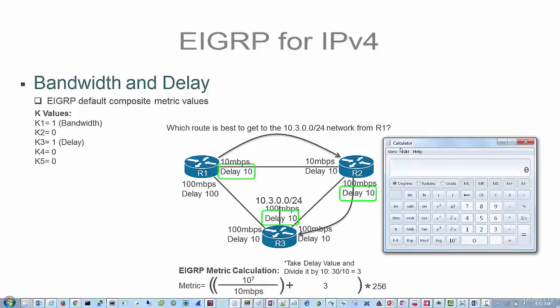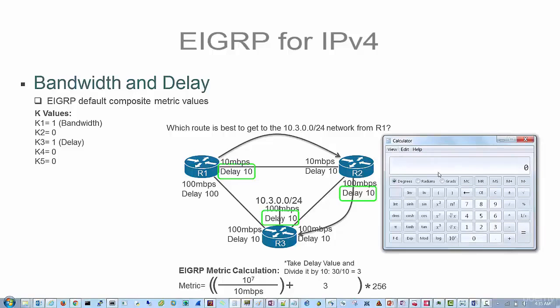Pull up our calculator here to do the math together. I have this calculator set to scientific mode for this calculation. So let's start at the top here. We're going to do 10 to the 7th. Then we're going to divide that value by our bandwidth in kilobits per second. So we had 10 meg. Instead of writing out 10 megabits per second, which would be 10 and 6 zeros, we're going to write out 10 and 3 zeros, and that would be 10 meg in kilobits per second.